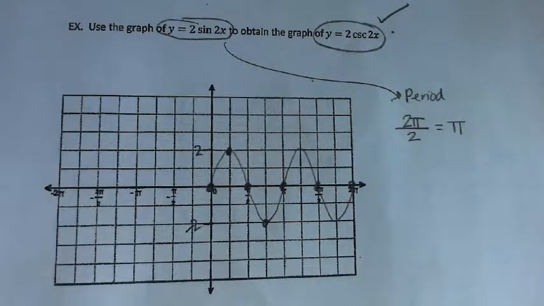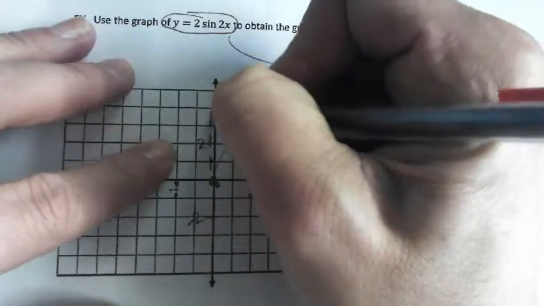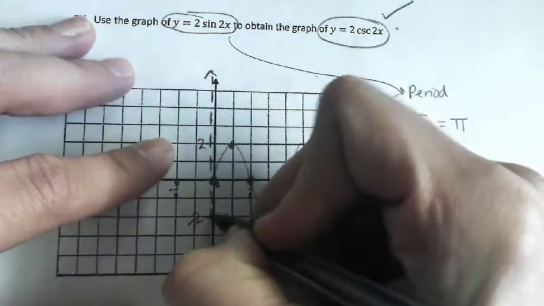So what you do to translate this sine graph to now the cosecant graph is draw on your asymptotes. I'll just do from 0 to 2 pi.